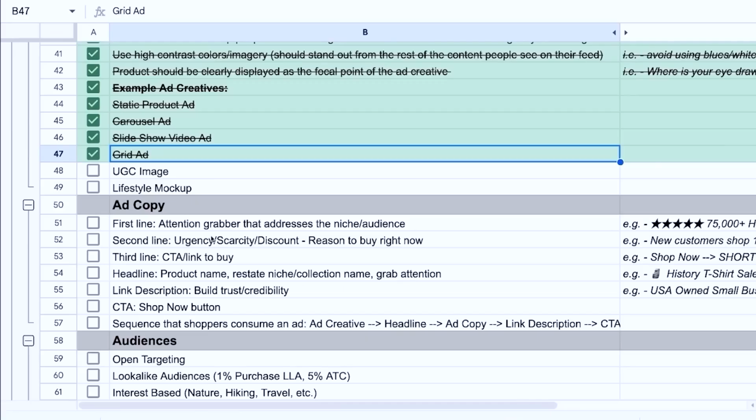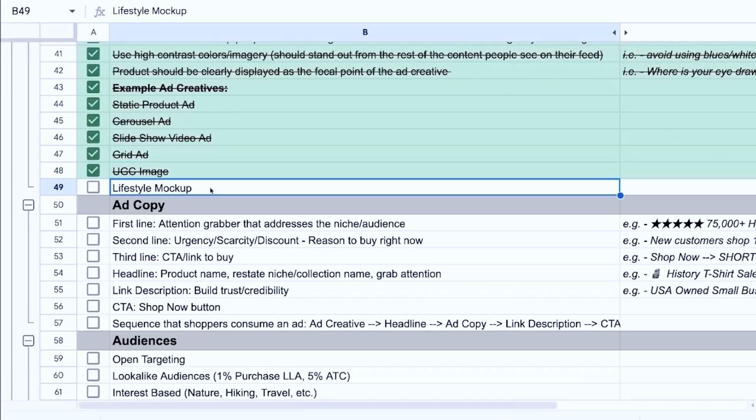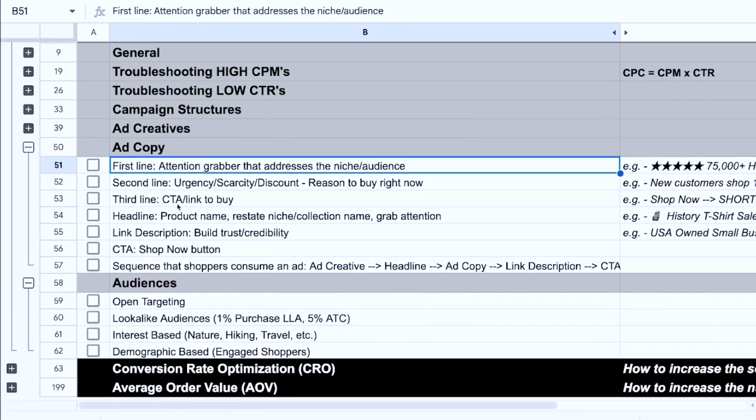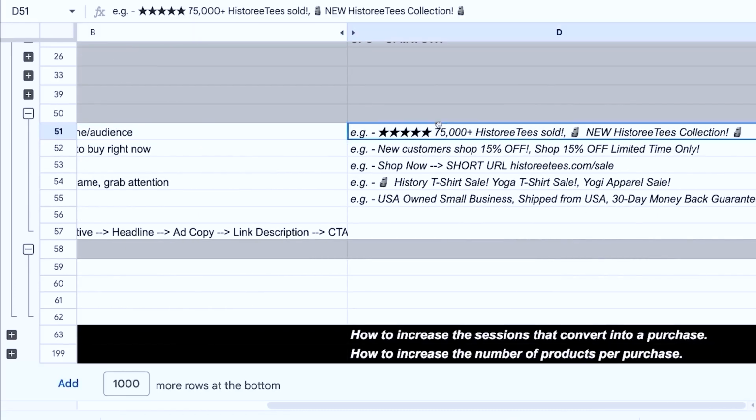There's no exact template to recommend. Like the 3x3 grid works well. The one where it's one big, it takes up 4 squares and then there's 5 around it. That one does well. UGC image, which is customer submitted photos, and then lifestyle mockups, like the ones they have on Placeit. Then in terms of ad copy, so there's first, second, and third line. We tend to use shorter form ad copy. And again, these are just examples.